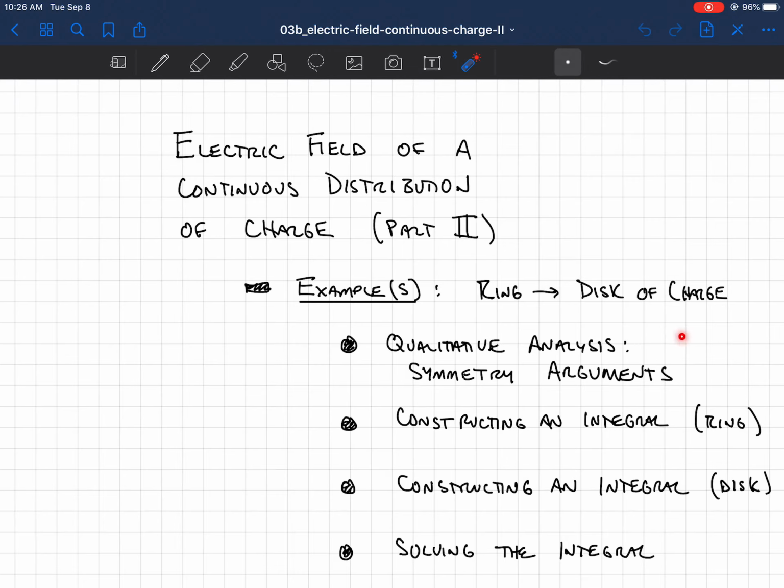Within the example, we'll talk a little bit more in depth about the qualitative analysis that you should do before starting a problem like this. That reduces the amount of work that you have to do later. And in particular, we'll introduce the idea of a symmetry argument in order to get that simplification. Then we'll talk about how to construct an integral for a ring of charge, and we'll build up that ring into a disk to construct an integral for a disk of charge. And then finally, we'll solve the integral in the end, which is, again, a calculus problem, not necessarily a physics problem.